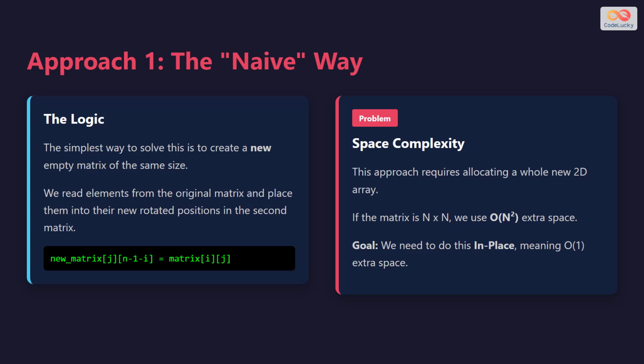The most intuitive way to solve this is the naive approach. We can simply create a new empty matrix of the same size. Then, we copy the elements from the original matrix into their new positions in the second matrix. However, there is a catch. This method uses O(n squared) extra space because we are allocating a completely new grid. In an interview, you will almost certainly be asked to solve this without using extra space.